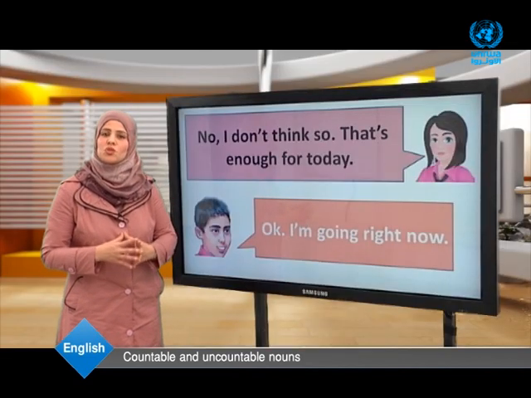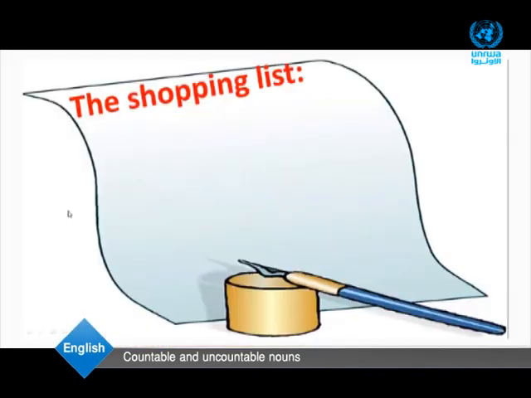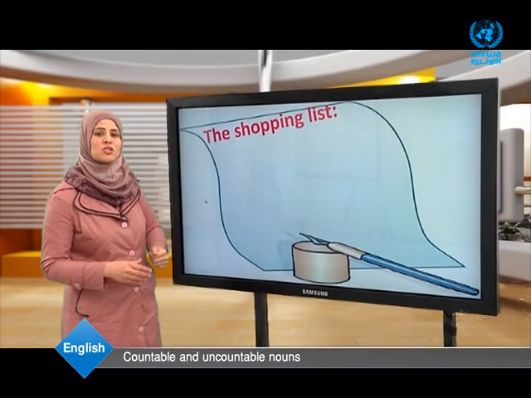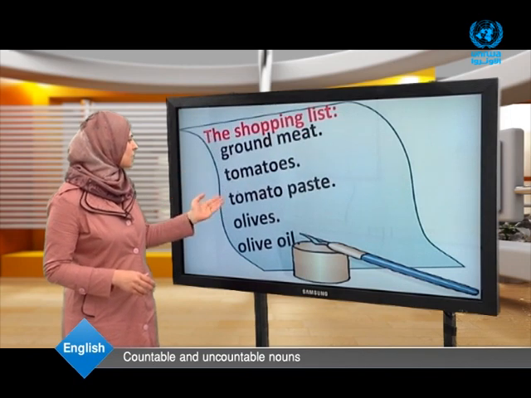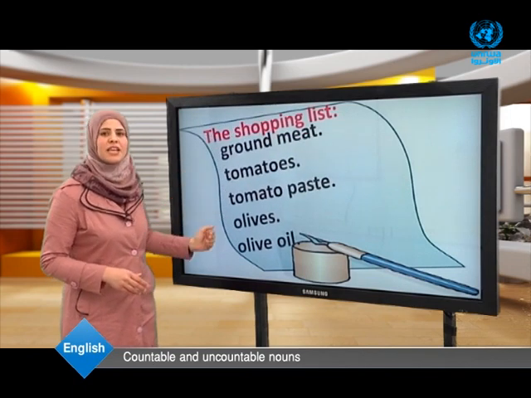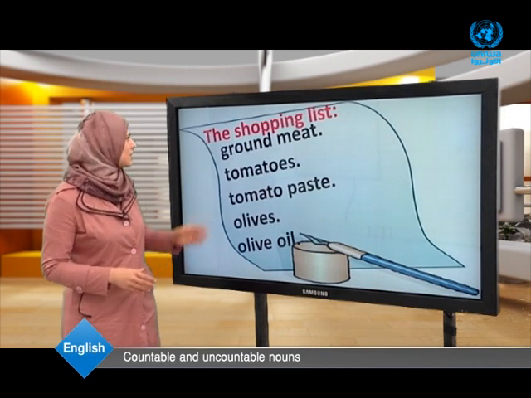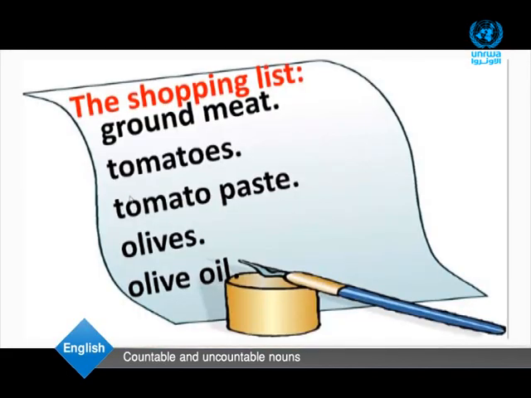After we have read the text twice, let's go through some questions. First of all, dear students, we are going to remember together the shopping list. Mom needs ground meat, tomatoes, tomato paste, olives, and olive oil.